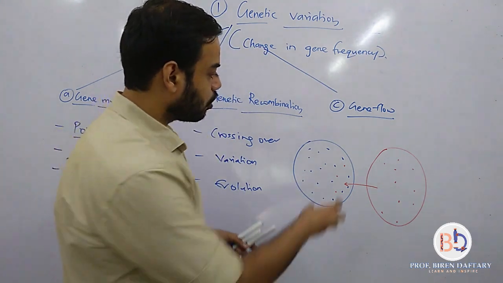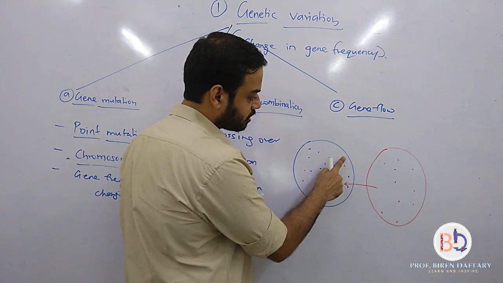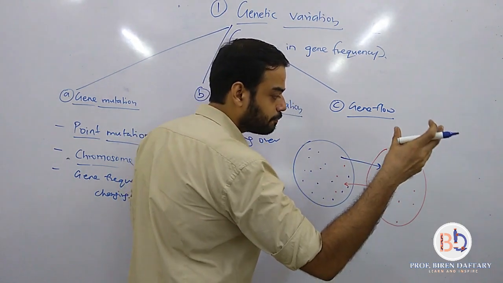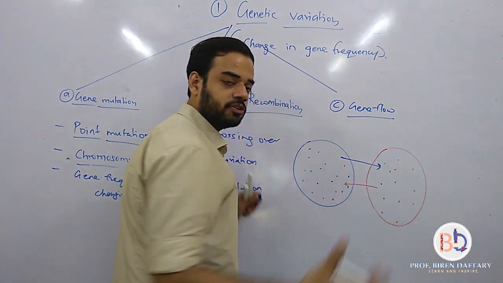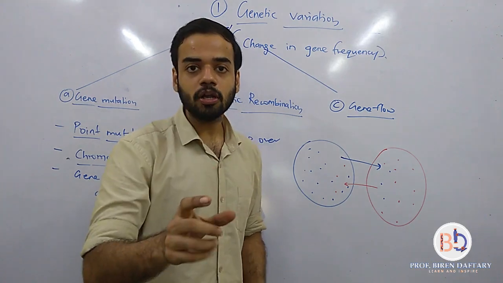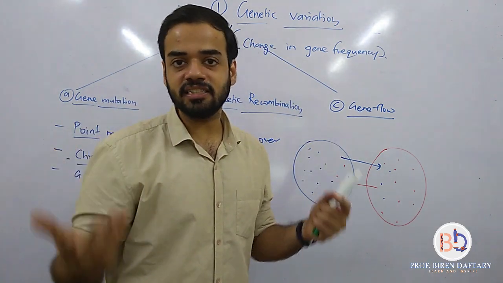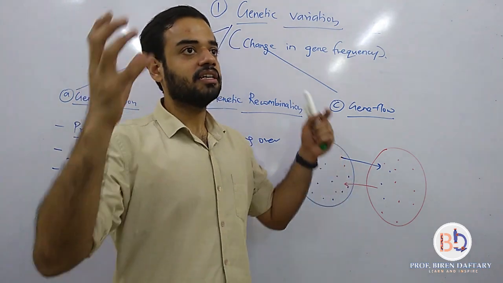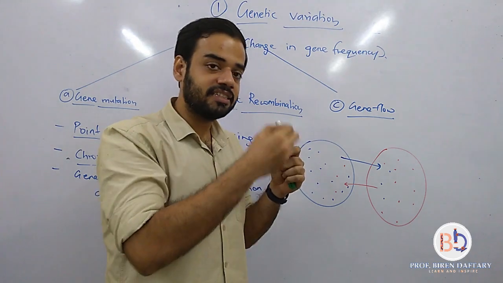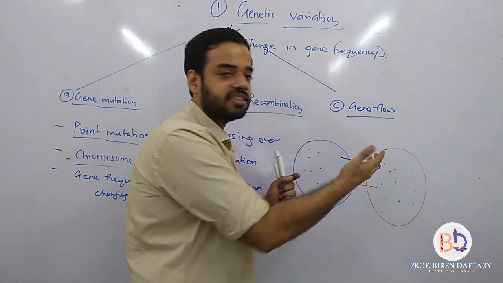In a similar way, organisms from here may migrate. So suppose three organisms leave this population and go over here, then the gene pool of this population will also change, and the gene frequency will change. Please remember, if the gene pool of the population changes, it automatically changes the gene frequency. Because the gene frequency is counted with respect to all the other genes in that particular gene pool, but here genes are only changing.